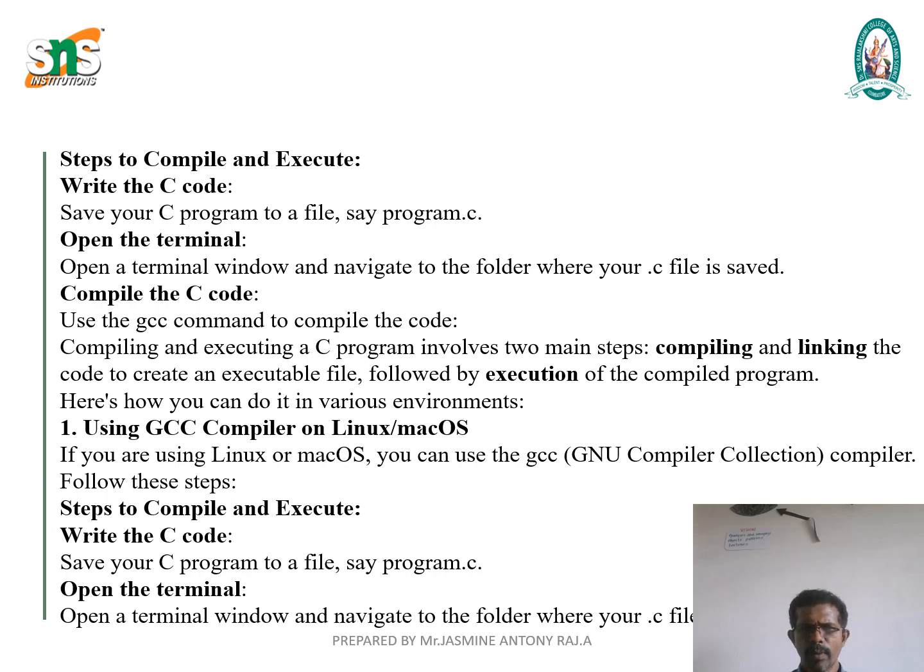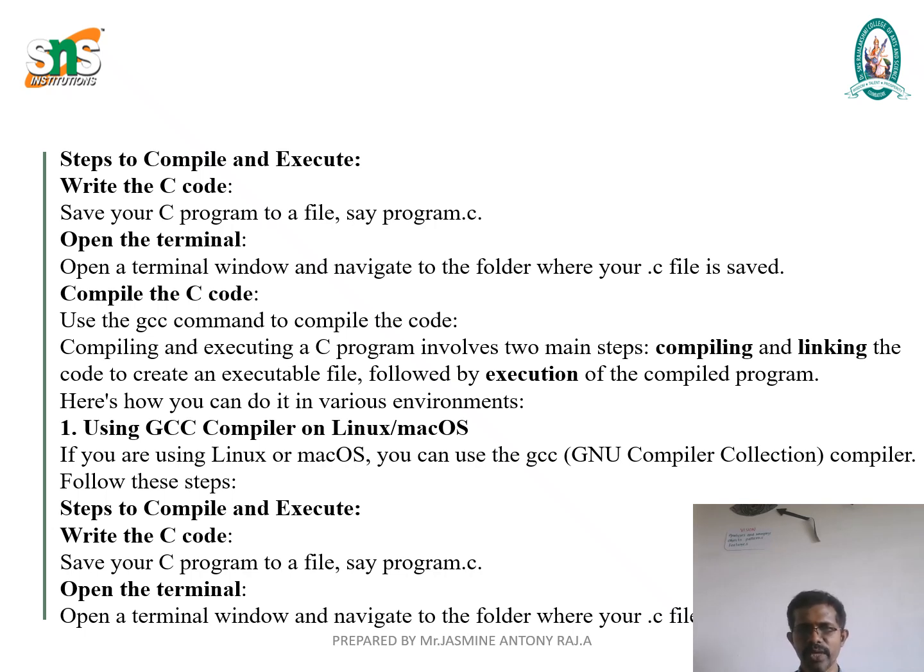Next one, open the terminal. In order to navigate to the folder where the file has been saved, we have to open the terminal window and navigate to the folder where your .c file is saved. In the previous step we saved a file, so there we have to locate where we saved the C file, the file with the .c extension.